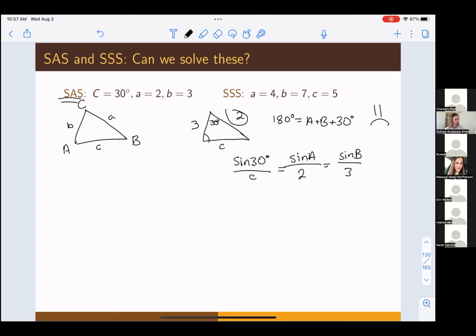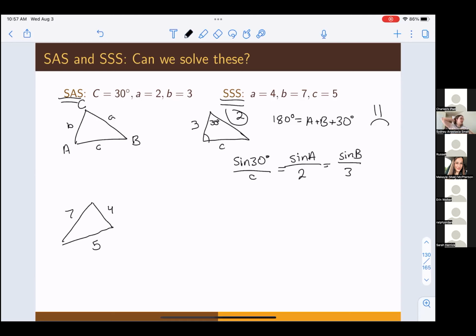Okay, what about this guy, side, side, side? That just means we know the length of all three sides. That's all we know. We don't know what the angles are, but we know the lengths of all three sides of the triangle. So what does this one in particular look like? Well, oopsies. It looks something like this, where we have side B being 7, side A being 4, and side C being 5.